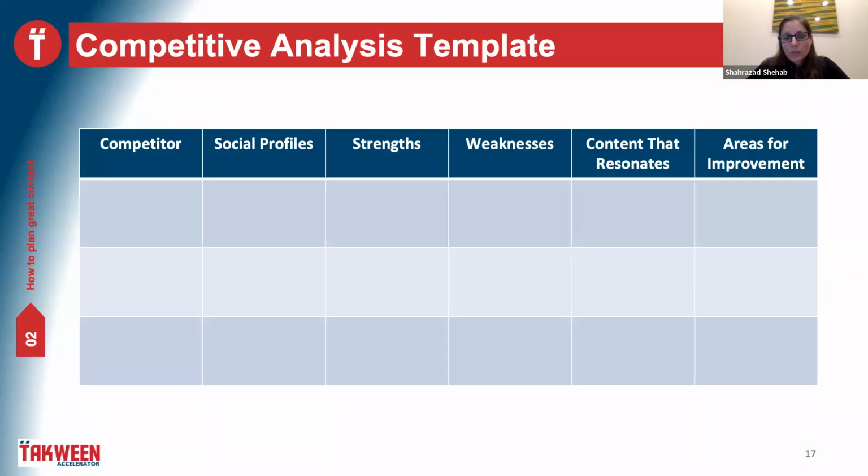And you can use a template that looks like this when doing your competitive analysis. The competitor's name, the social media profiles that they are on, what are their strengths, what are their weaknesses, and what is the content that resonates. And this is the content your competitors are posting and getting a lot of engagement, for example, and it resonates with you to implement. And finally, the areas for improvement. This is what you are going to improve in your strategy based on your competitive analysis.